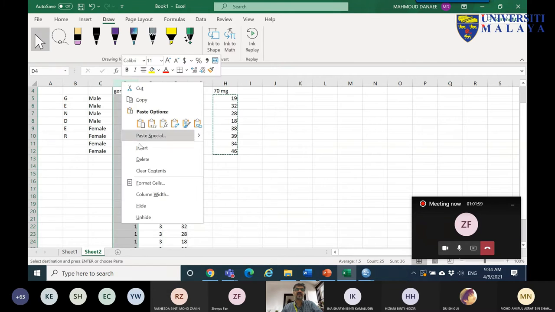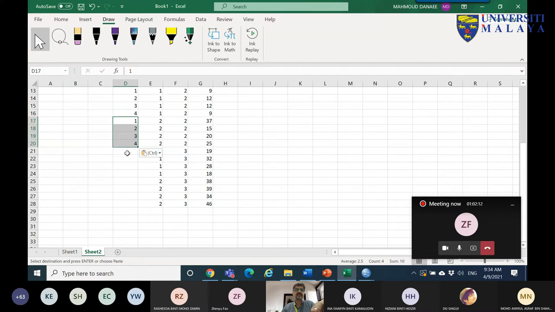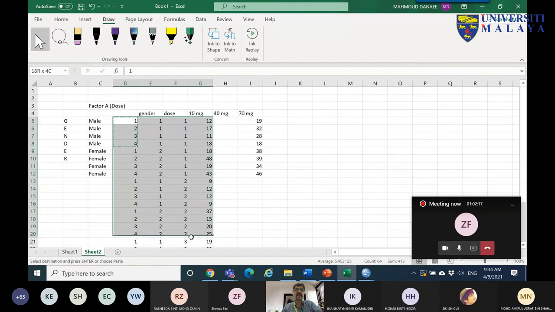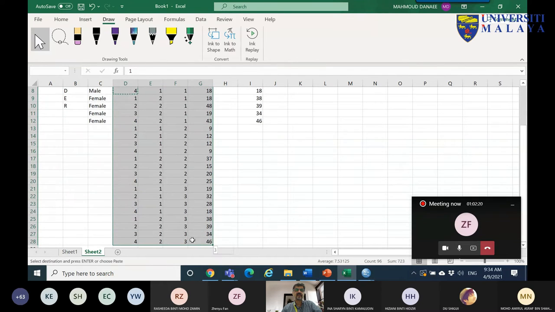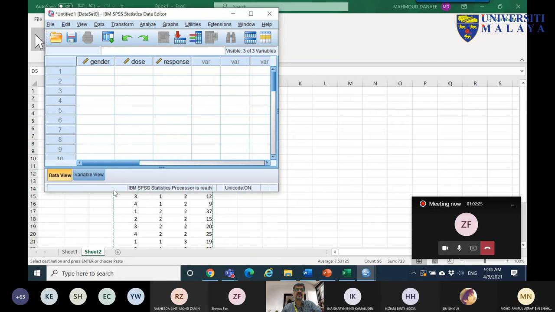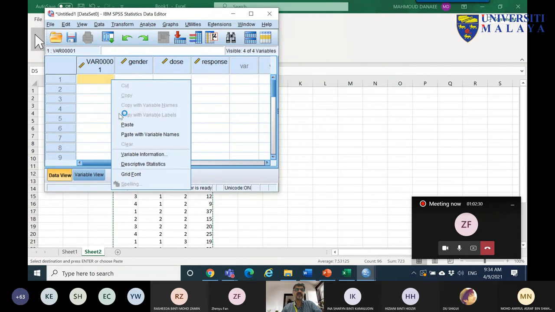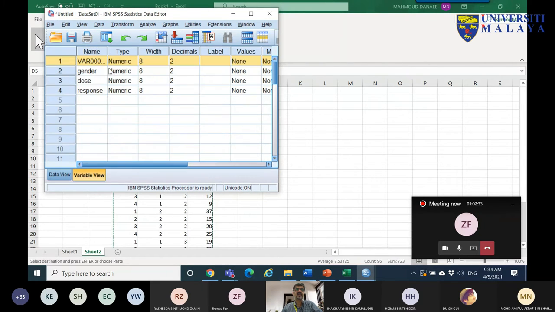Of course, we have four replication. It's not necessary, but better to keep it. 1, 2, 3, 4, because each treatment replicated four times. Correct? That's all. We just copy this data from Excel, and then we just paste it in SPSS. Of course, I need to add one more variable here. So I just paste it. So this is gender, and this is replication, rep.